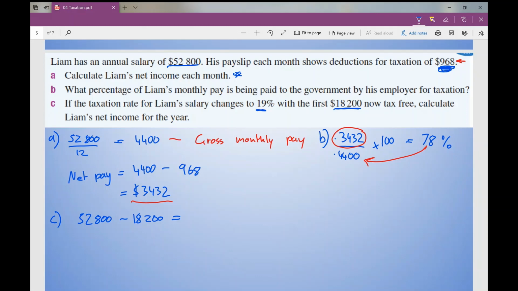Now the answer here is 34,600. So this is the amount of income that Liam has per year that is actually taxed. Now we need to find 19% of this amount of money that's taxed. We reviewed this in our last period. The way we find 19% of this amount is we just times it by 19%, or we can also times it by 0.19. Either of those will give us the correct answer.